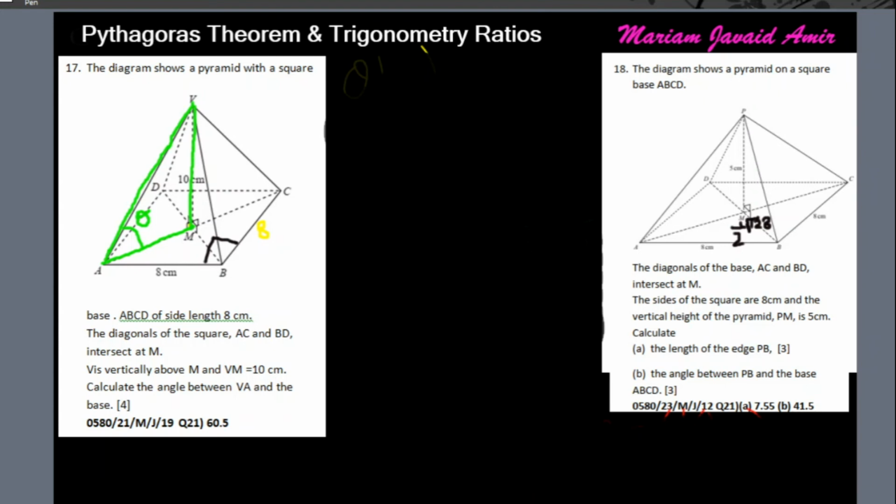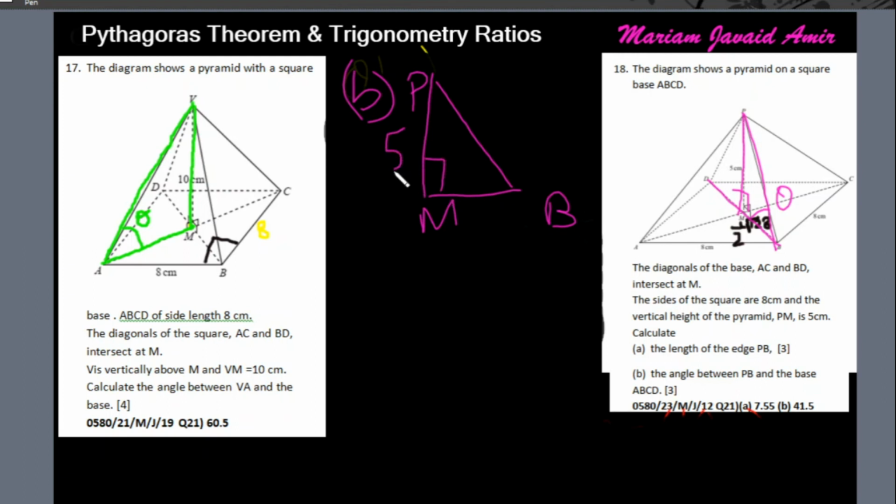Alright, part B now, which is the angle. Find the angle between PB and the base ABCD. So it's the diagonal here which connects with the line PB. So the diagonal of the base which connects with PB is DB. So we need this angle right here, and we'll split it into a right angle triangle. So I'll make the triangle P, B and M.